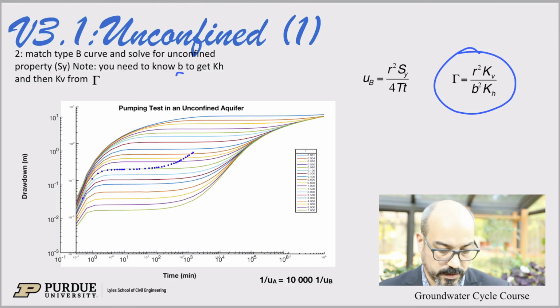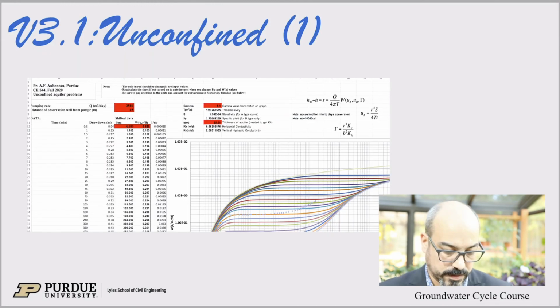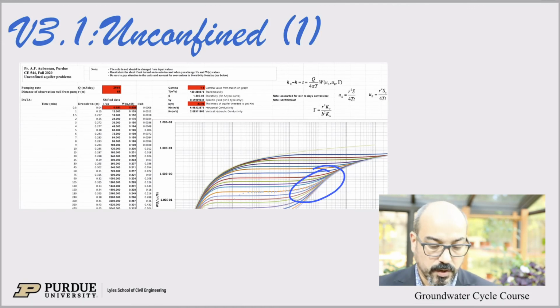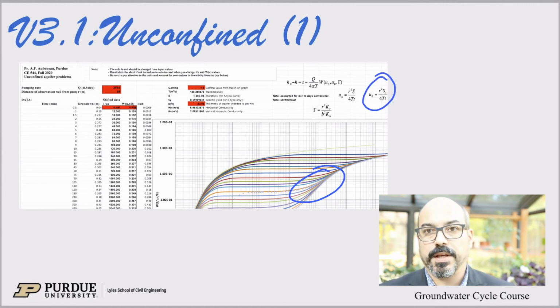Then finally, we go read the type B curves, right here. The type B curve, so we switch the data to the right-hand side, read the type B curve, and now we get UB, so we can know the specific yield for an unconfined aquifer.